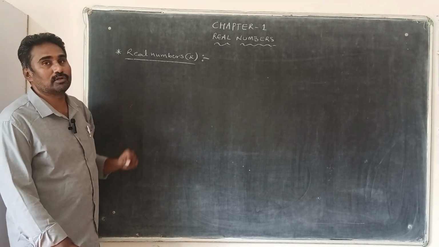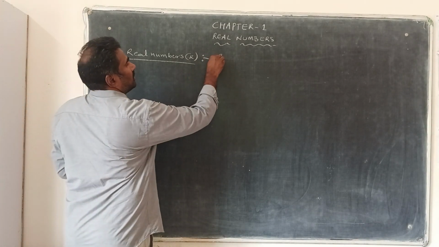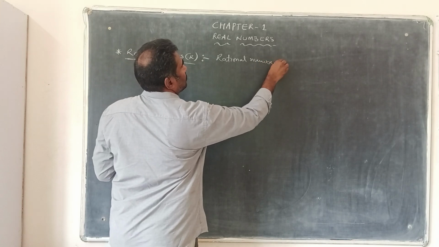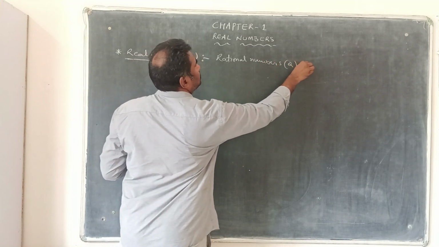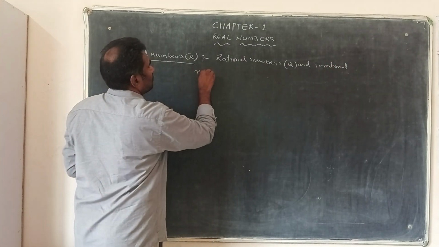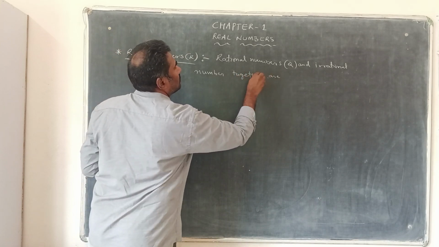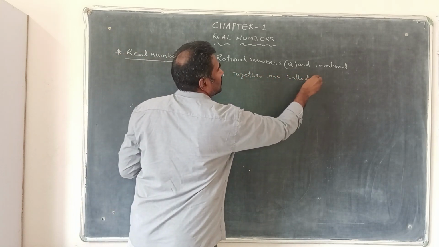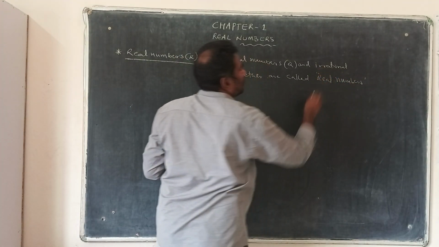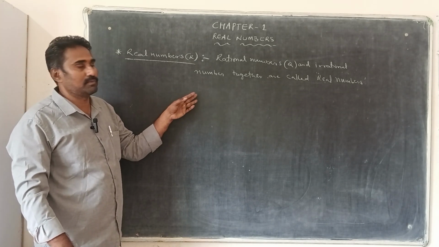So already we know what real numbers are. I will go through it briefly. So real numbers means what? Rational numbers Q and irrational numbers together are called real numbers. So already you are learning from the 8th standard onwards real numbers, rational numbers, and irrational numbers.